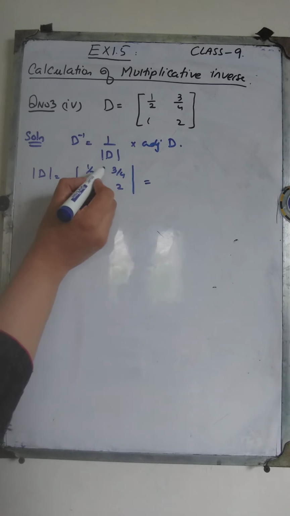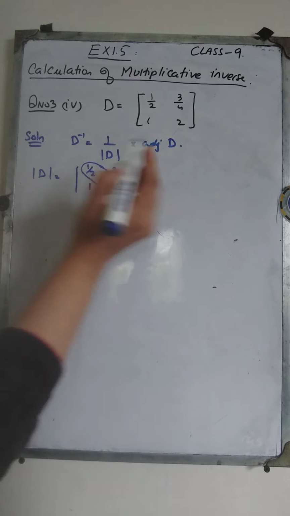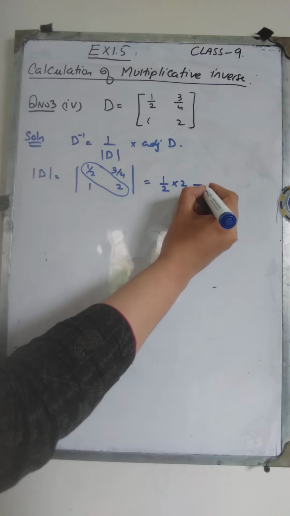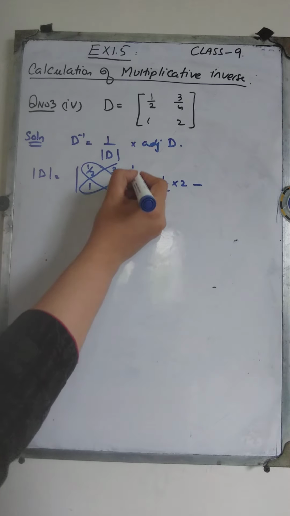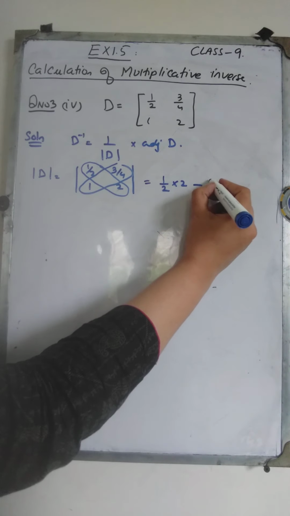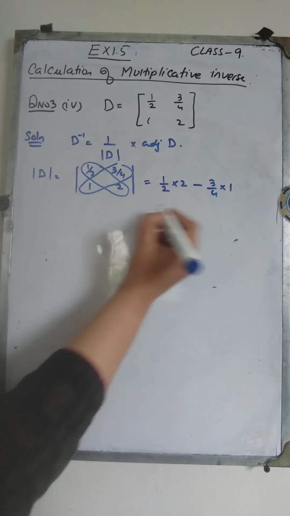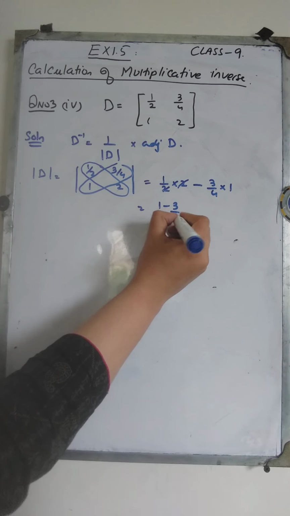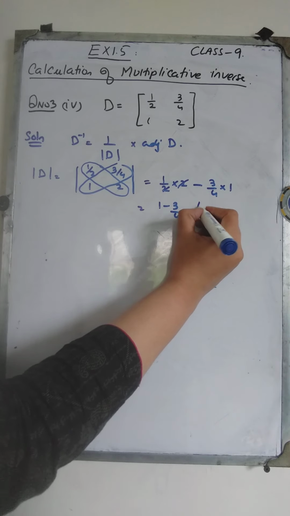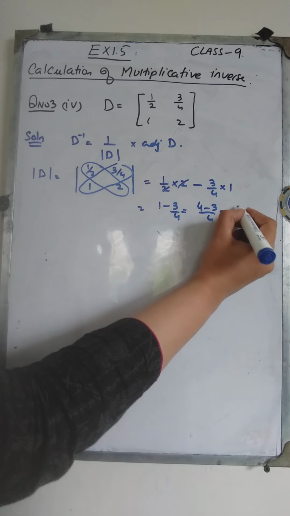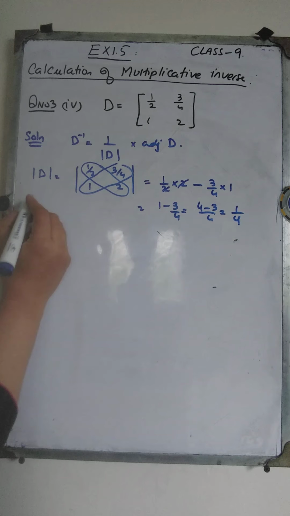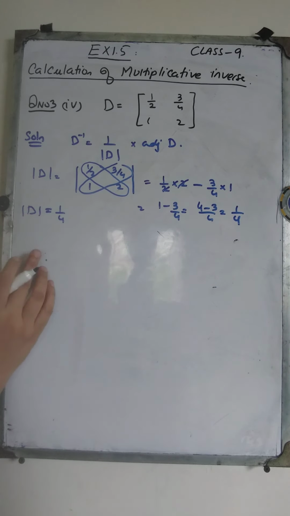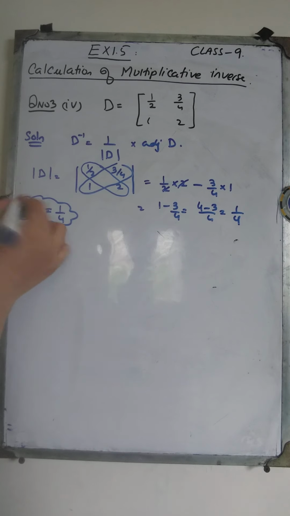The method will remain the same whether we have fractions, expressions or numbers. In the same way we are going to find the determinant by multiplying these two numbers: 1 by 2 will be multiplied with 2, minus, then multiplying the elements in the secondary diagonal, 3 by 4 will be multiplied with 1. So 2 and 2 will be cancelled. 1 minus 3 by 4 will be equal to 4 minus 3 by 4, which is equal to 1 by 4. So the determinant of D will be equal to 1 over 4.